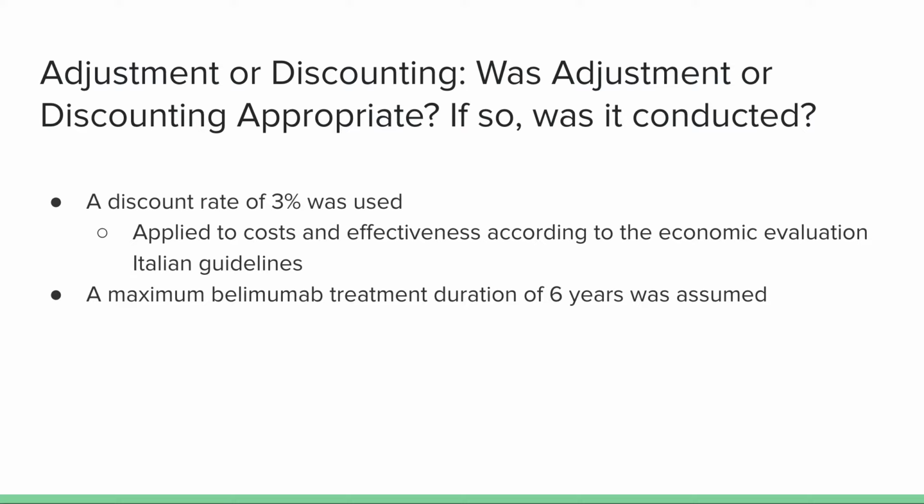In this study, they also used a 3% discount rate. And so since money and health outcomes are worth more now than in the future, discounting is used instead of adjustment because we're trying to predict future outcomes. So the use of a 3% rate is appropriate as this is the standard value published in Italian guidelines, and discounting is applied over the 6 years of study duration, as again, this is the maximum treatment duration allowed.